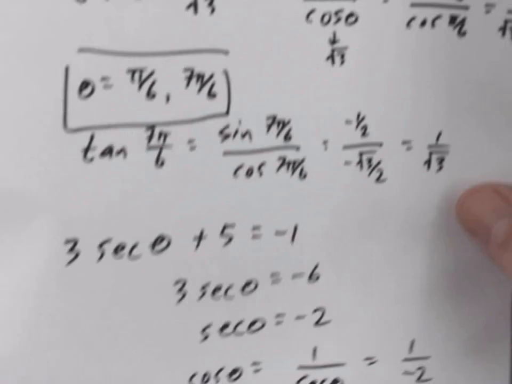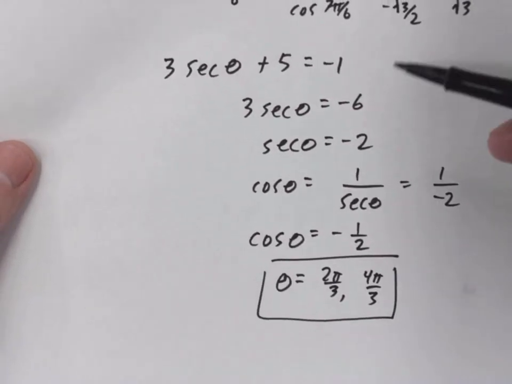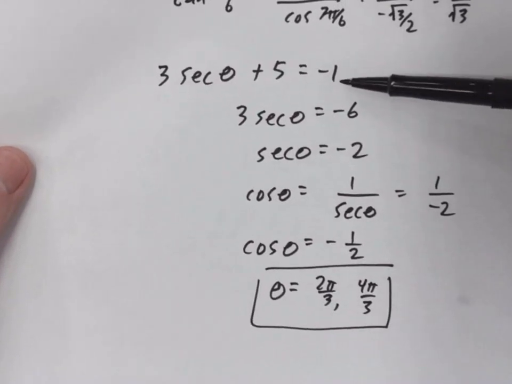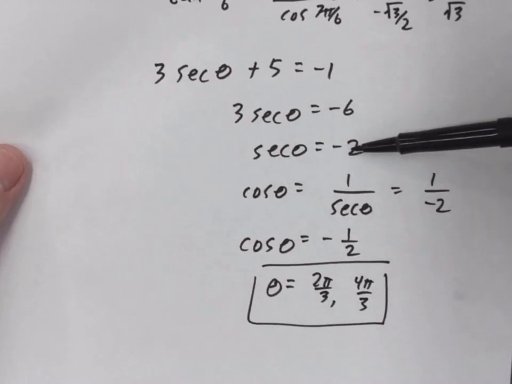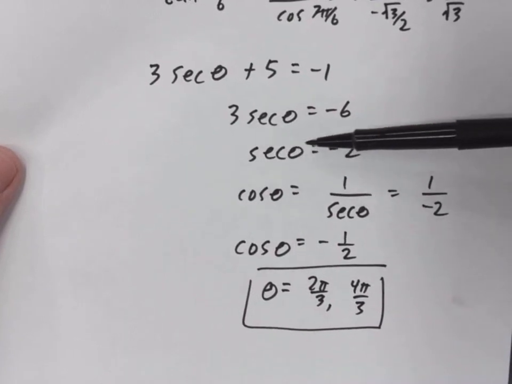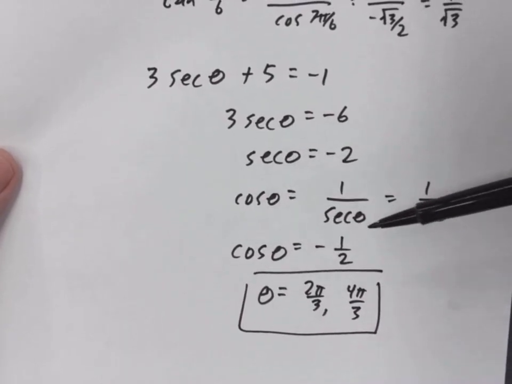The first step is to get the trig function by itself. And then the second step is to solve the equation. So for instance, here's a recent example. Get the trig function by itself, in this case secant, and then of course for this problem I switched to cosine and went from there.